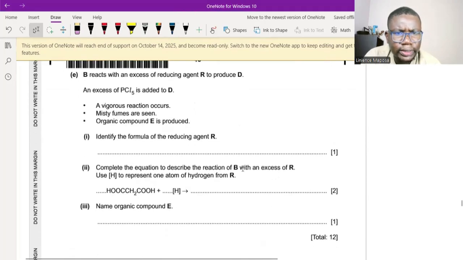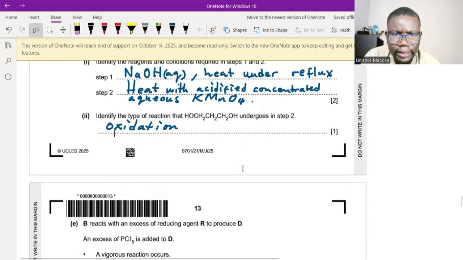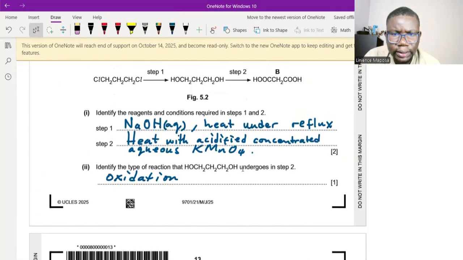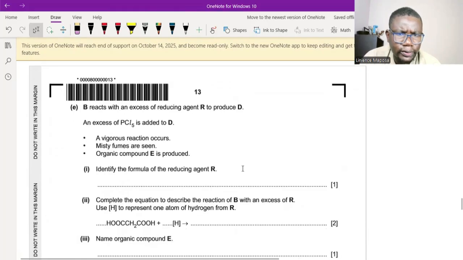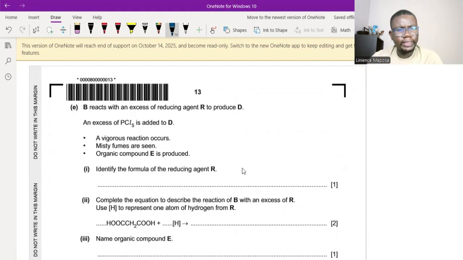B reacts with an excess of reducing agent R to produce D. What is B again? B is the dioic acid. It reacts with an excess of reducing agent to produce D. Okay, so you can reduce the carboxylic acid. So remember, B is a carboxylic acid. They're saying you can reduce it to produce D. So a carboxylic acid can be reduced to an aldehyde or a primary alcohol.